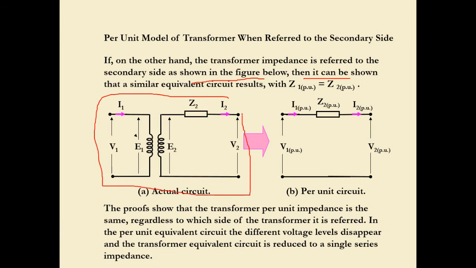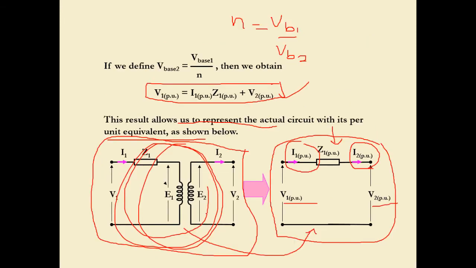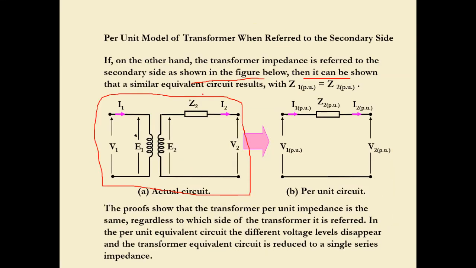Here is the actual circuit. This is similar to what we have over here. We have Z2 over here, and everything is referred to Z2, or to this side. It can be shown that a similar equivalent circuit results with Z1 PU equal to Z2 PU. Here I1 PU, Z2 PU, I2 PU, and so on. This is the equivalent PU circuit.